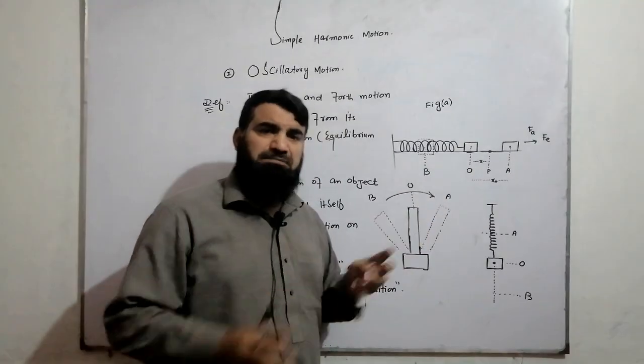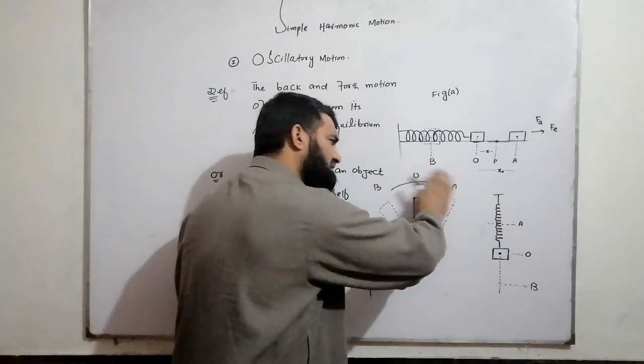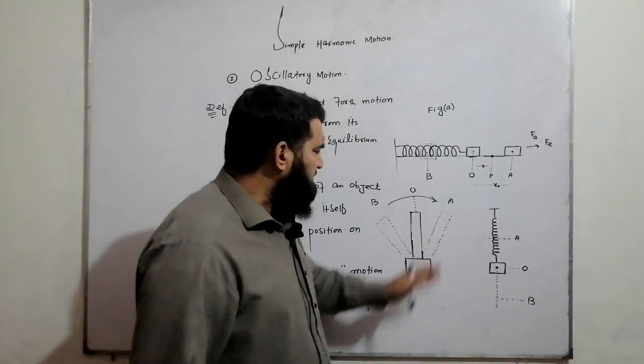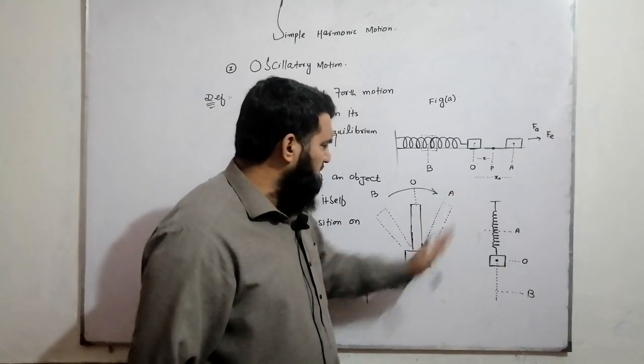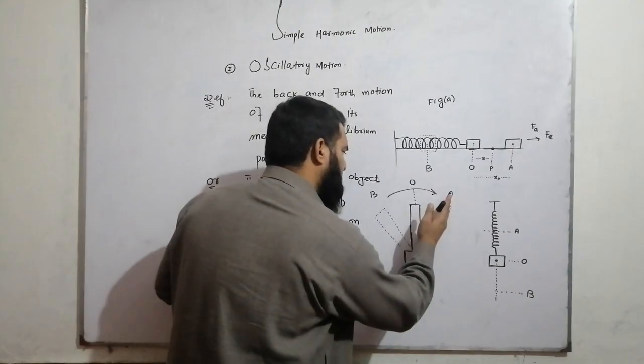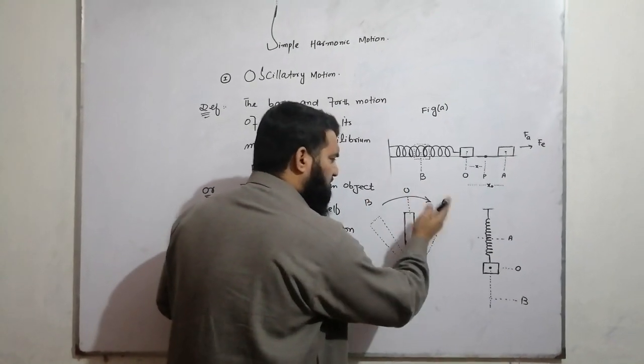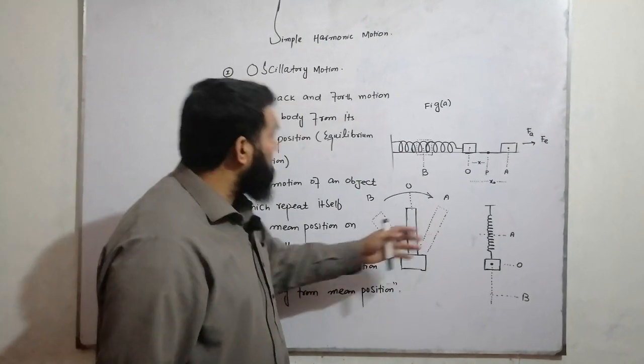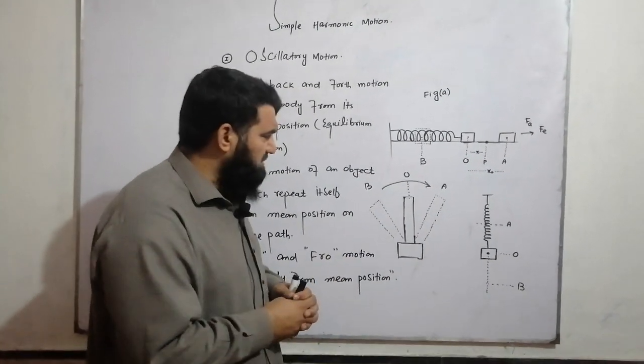This is a steel strip. If we apply an external force here and then remove that force, then due to the restoring force, the steel strip oscillates from A to B and then from B to A. So these are some examples of oscillatory motions.